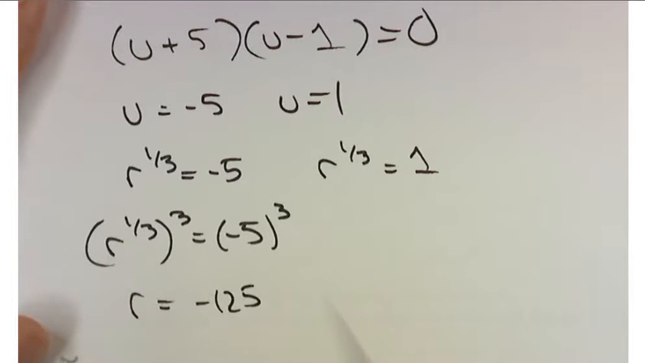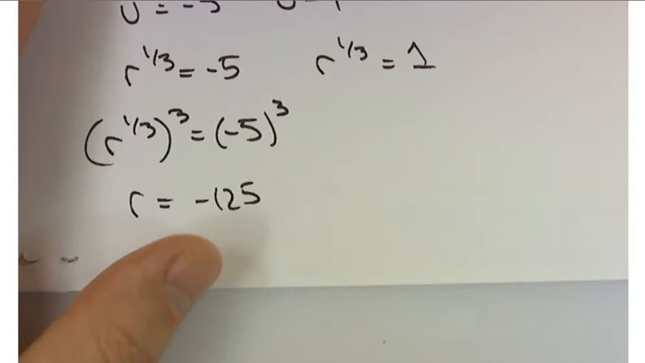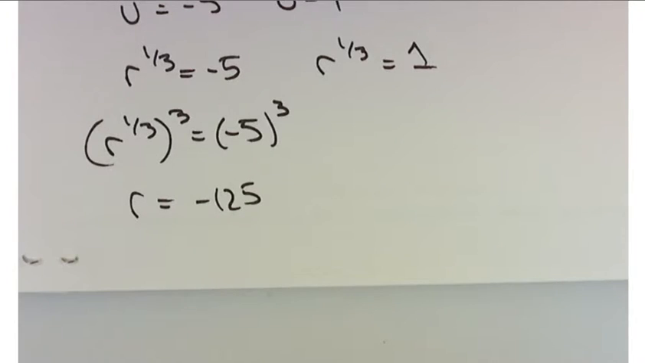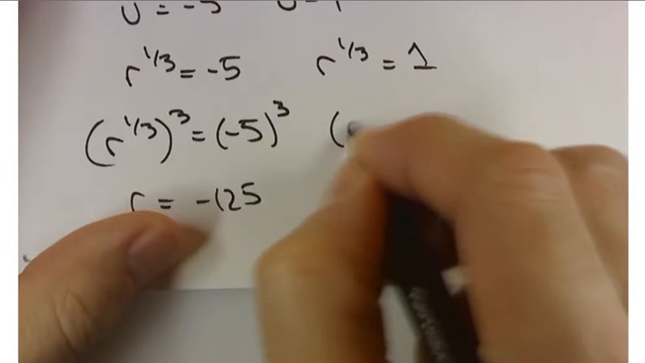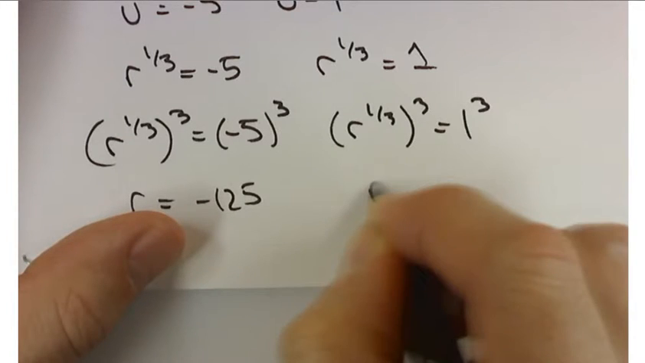And negative 5 cubed, you can take it off your calculator, or you can trust me, either way. Negative 5 cubed is negative 125. So that's one of our solutions. What's the other solution? 1. Because 1 cubed is 1.